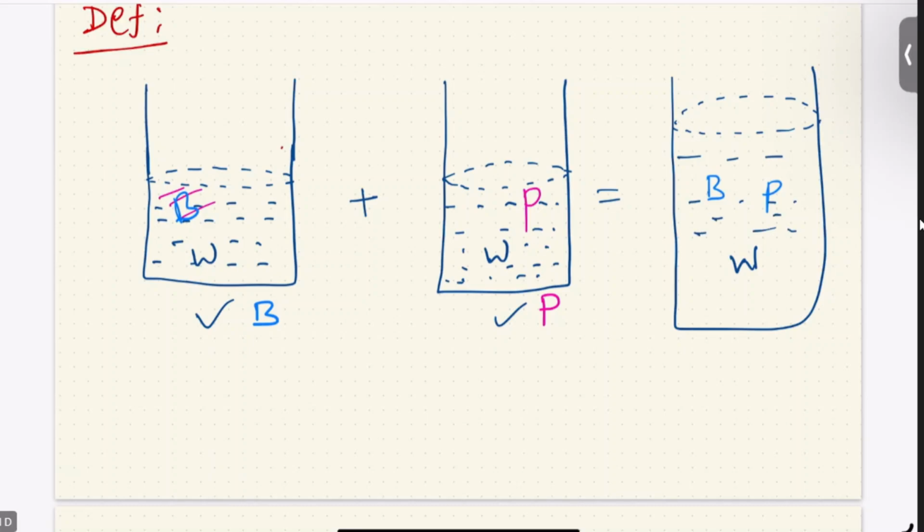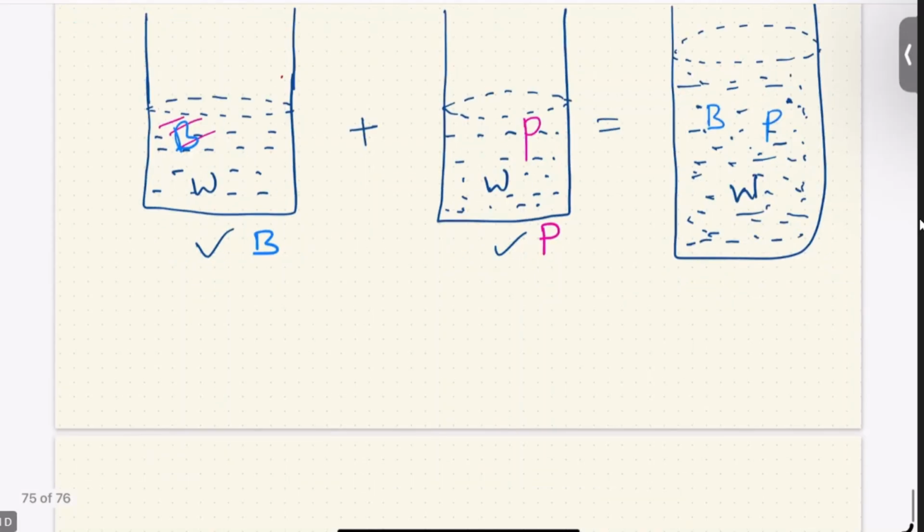The blue and pink is together. There are only two colors. So now that is well mixed. And now the question is, if I ask you to separate it out, my question is how strongly dense they are.